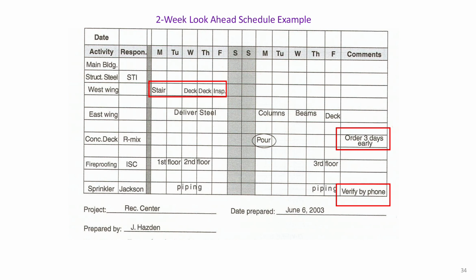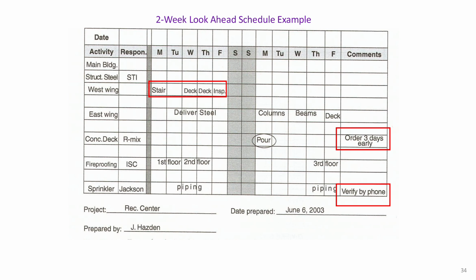What makes a look-ahead schedule different is the level of detail. You'll find start and end dates for each task, the names of the people responsible, and specific notes, like a reminder to order concrete 3 days before the pour. You can even include informal comments like piping work to be verified over the phone. These types of practical details help avoid delays on site.